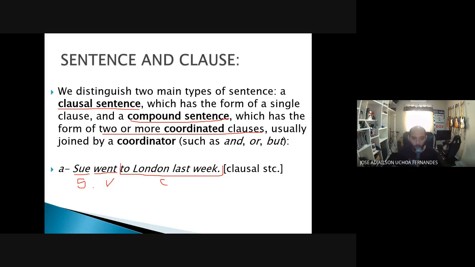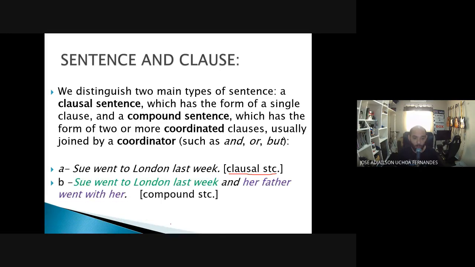Sue went to London last week, so we have subject, verb, and all the rest of the sentence that we call the complement. This is a clausal sentence. We could change all these for a "there": Sue went there. That's what I'm proposing here, a simple analysis. This is the most basic structure for a sentence, and this is also a one-clause sentence. That's why I call it a clausal sentence.